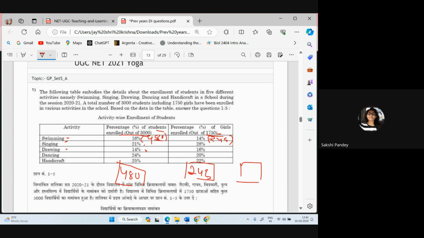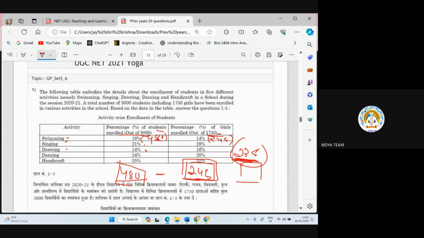Yes, sir. We will subtract 245 from 480. In a mathematical question, you will not find any category other than boys and girls. So you can just subtract 245 from 480. 235. So the number of boys enrolled in swimming is 235. Understood?